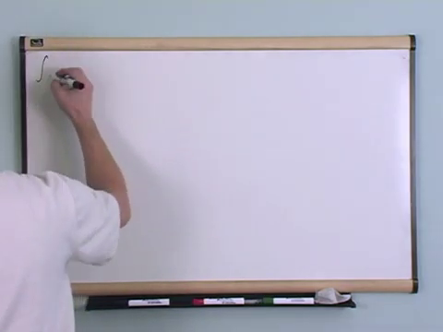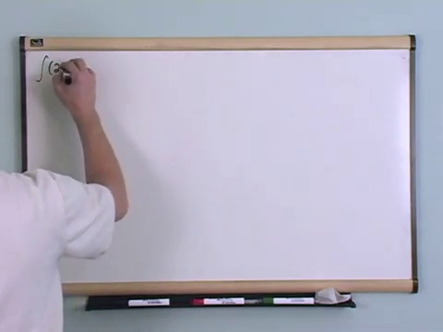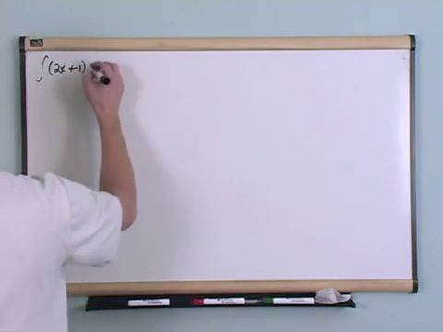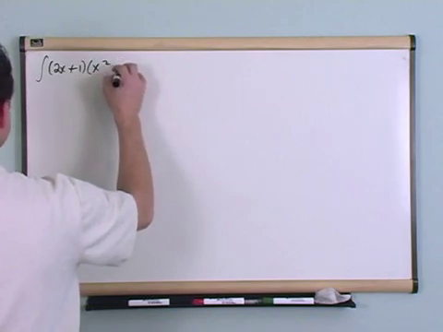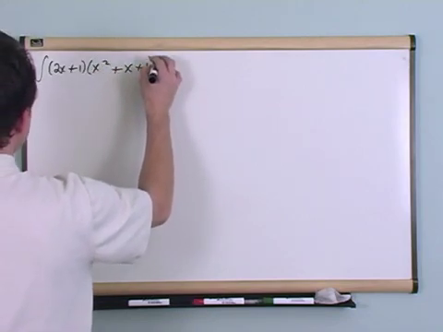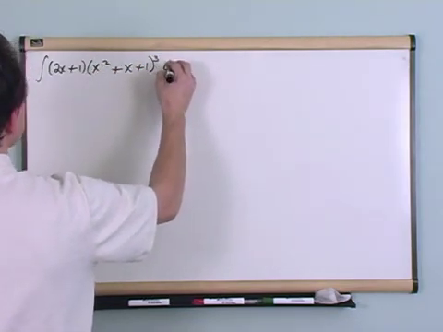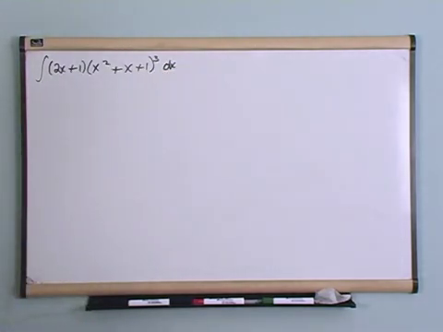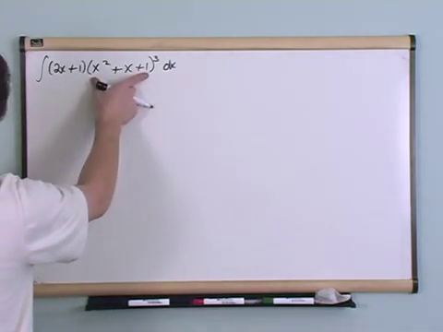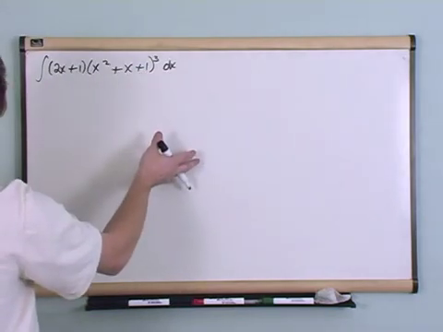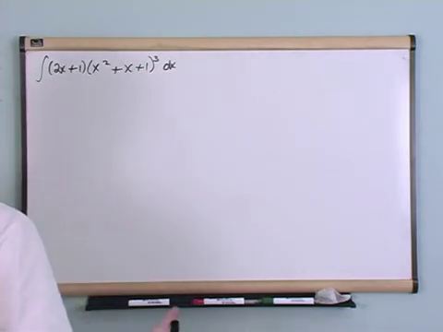Now what if you had the integral of 2x plus 1 times x squared plus x plus 1 all cubed dx? Okay? Well, you're going to start to wonder, what can I choose for u? And I can just tell you from experience, you're probably going to be thinking, should I choose this for u or should I choose this for u? Now there's other ideas you could do, but generally that's going to be your first thoughts.